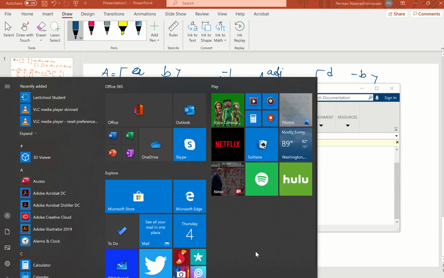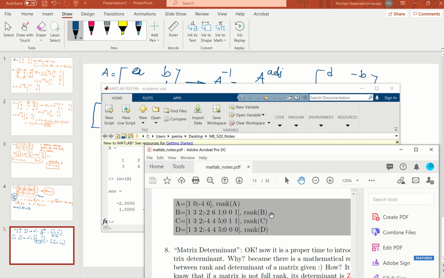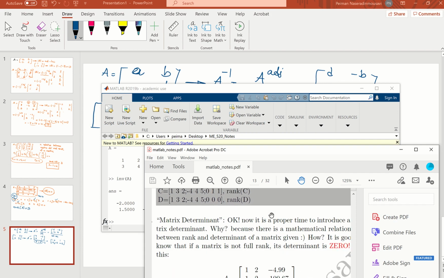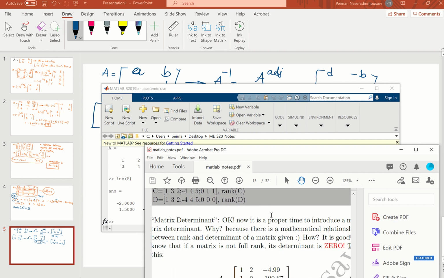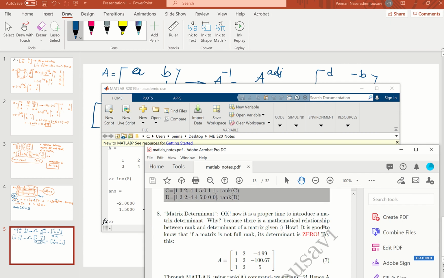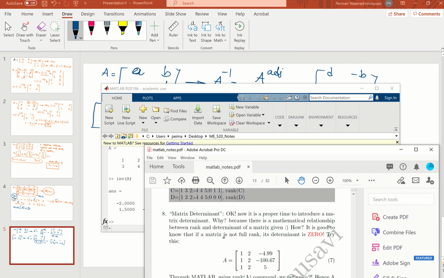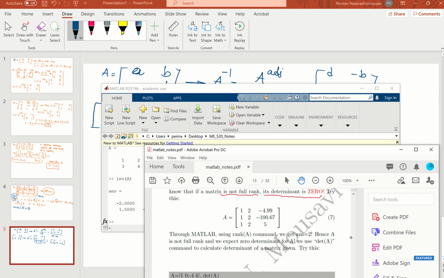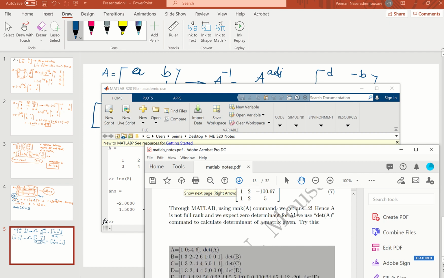Now it's recording. Now let me go to alternates. We need the matrix determinant, and we talked about that. There's a mathematical relationship between rank and determinant of a given matrix. It's good to know that if a matrix is not full rank, its determinant is 0. You can see in this matrix the second column is double the first column, so they are linearly dependent. Rank of the matrix is 2 and the determinant is 0.